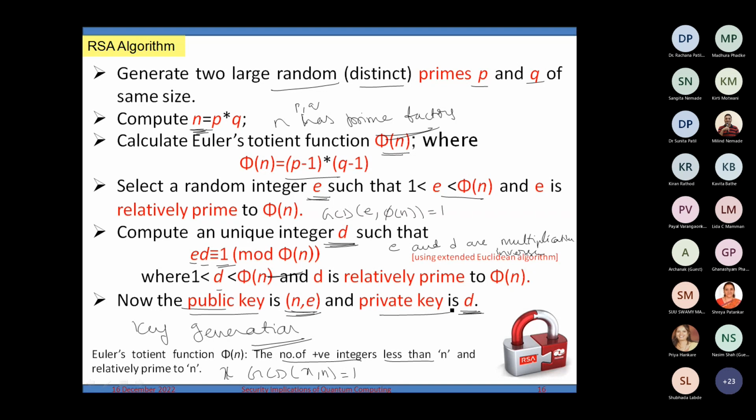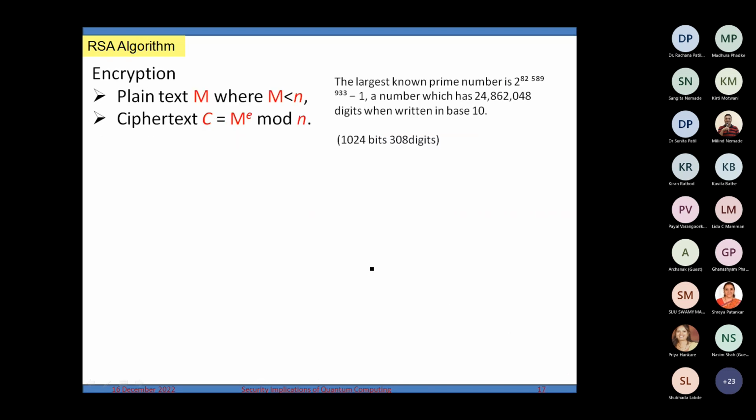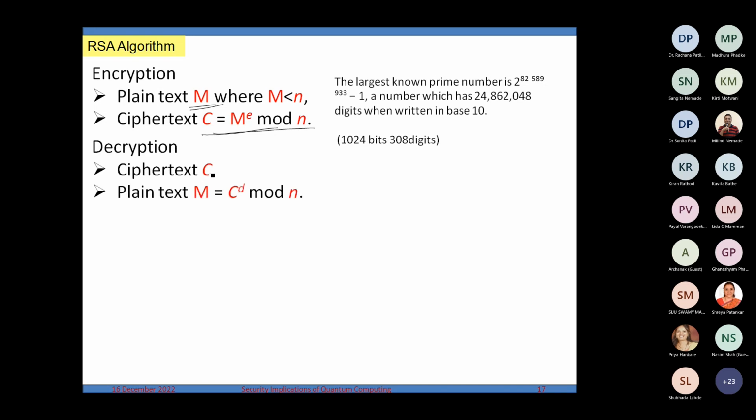Now, once I have the keys, how do I do the encryption? To encrypt a plain text M, C is equal to M power E mod N. That's all. And the decryption is the reverse process of it. I take the ciphertext C, and the plain text M is equal to C power D mod N.